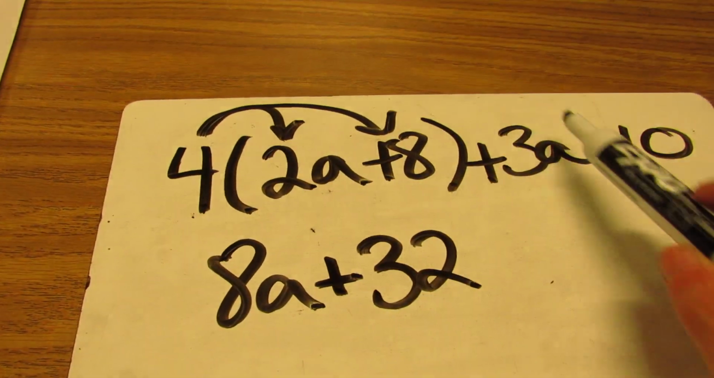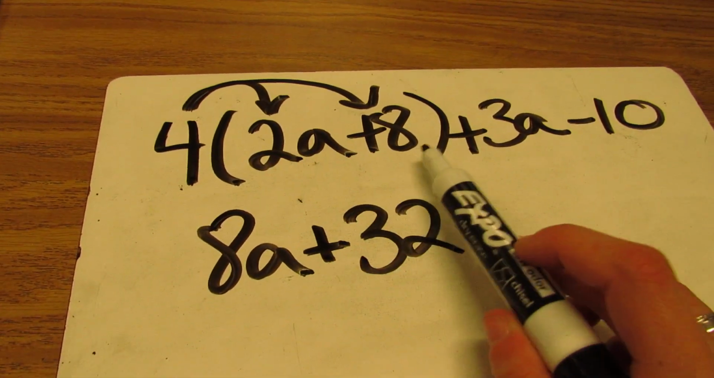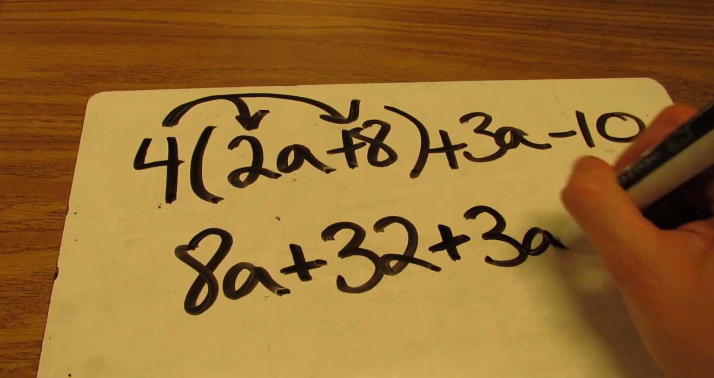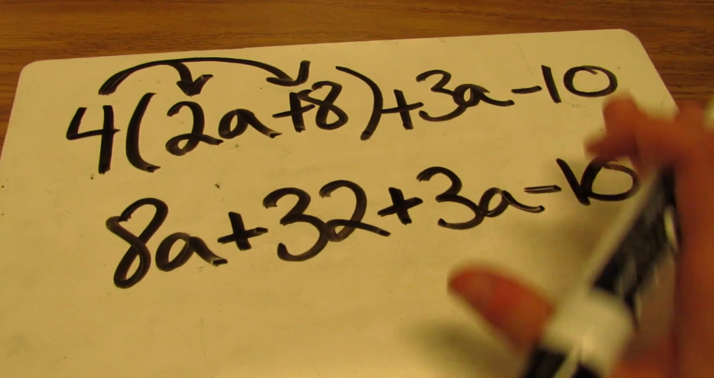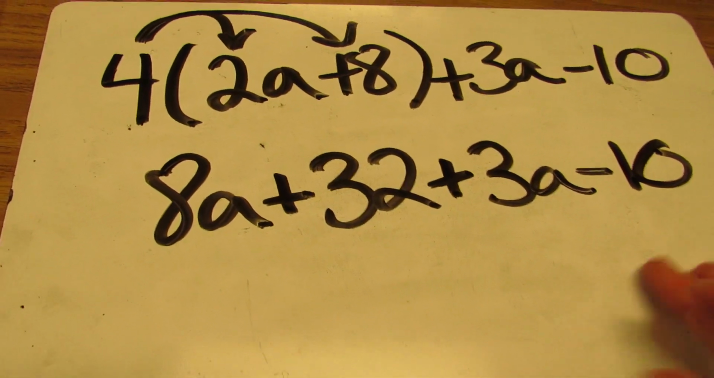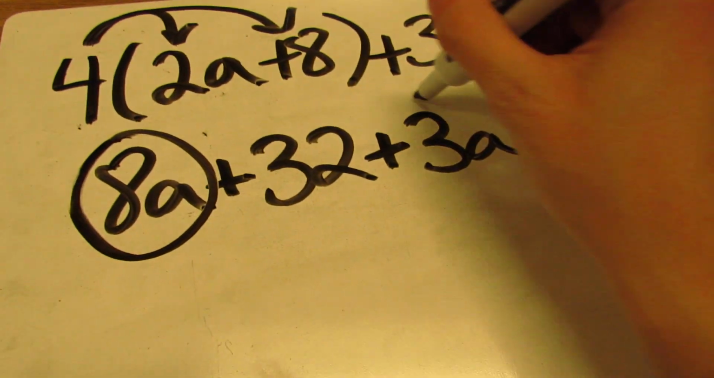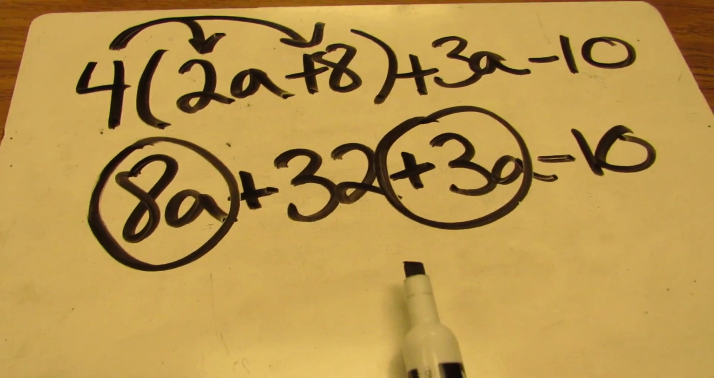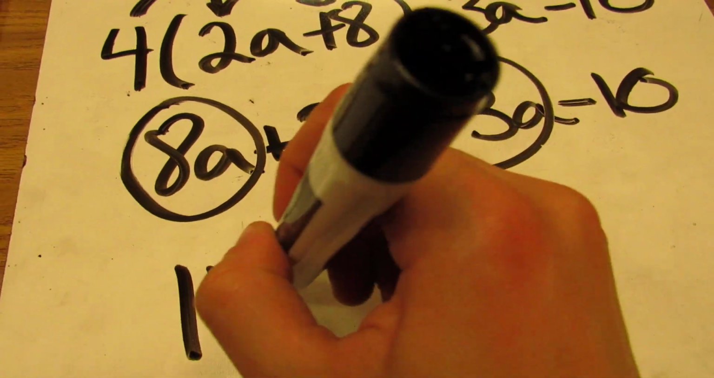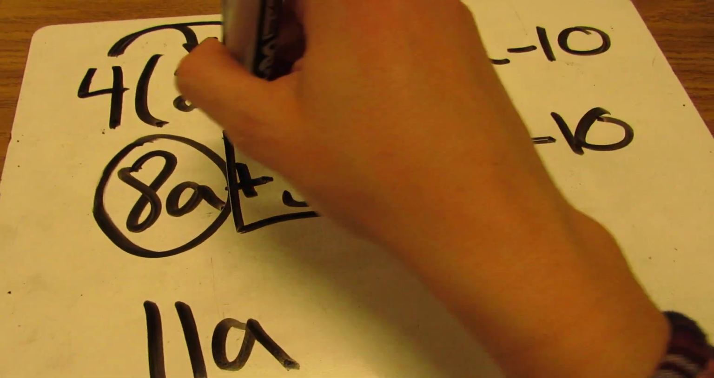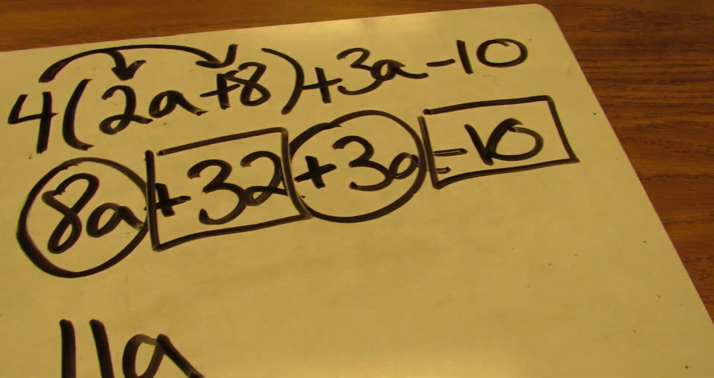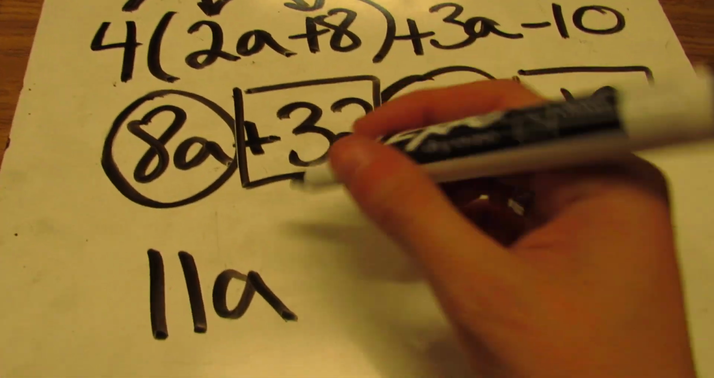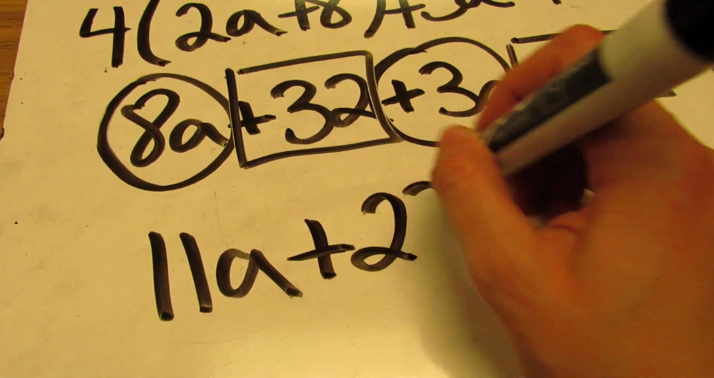Please do not distribute to 3a. That is not inside my parentheses. So just go ahead and bring them down. Okay, so I brought negative 10 down as well. Now I just want to combine like terms. 8a is the same as positive 3a. They both have a. So I get 11a. Positive 32 and negative 10 are like terms. They're both constants. So if I add those together, I get positive 22.